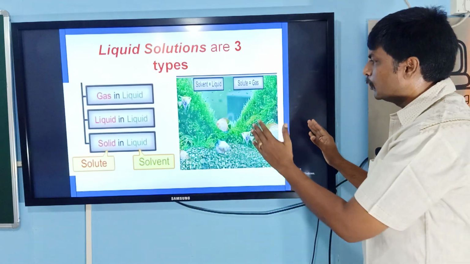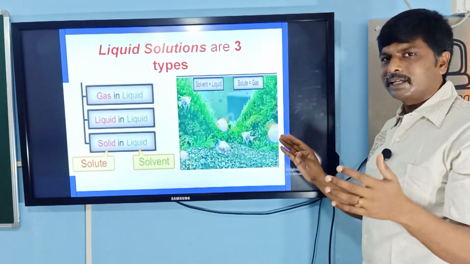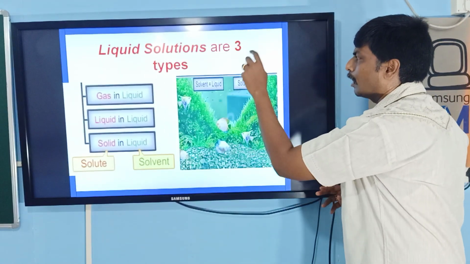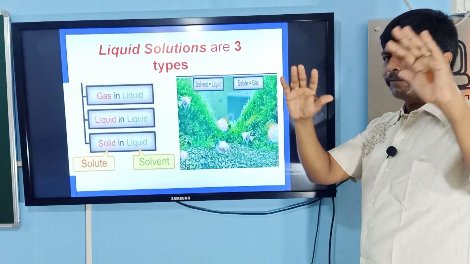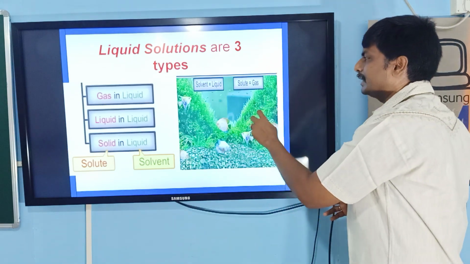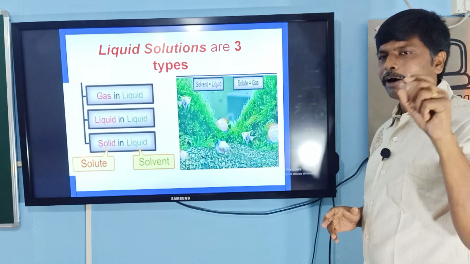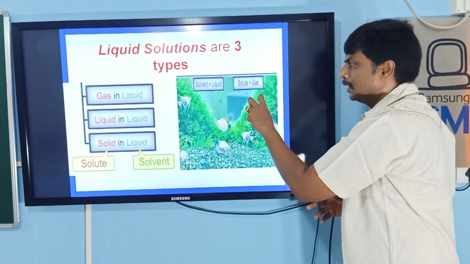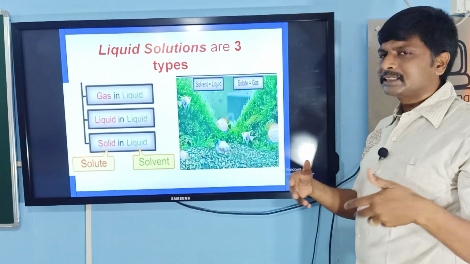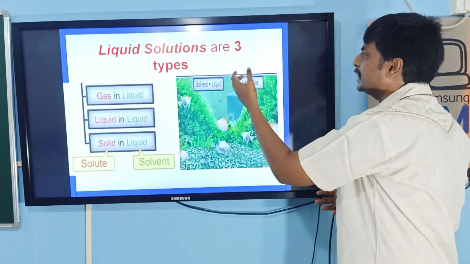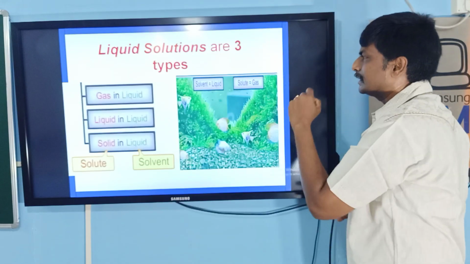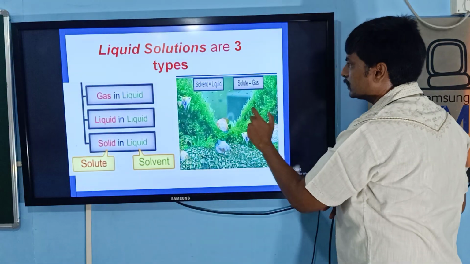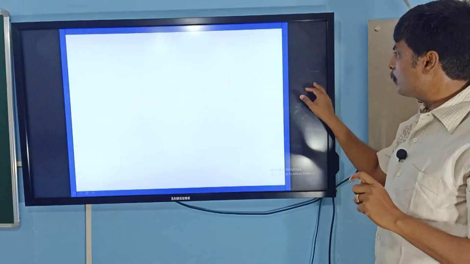First one is gas in liquid. You take water in sea water or aquarium, wherever you take, this water is a liquid. Solvent composition is more, solvent percentage is more. But this water contains some gas, dissolved oxygen. Oxygen is dissolved in water. That's why aquatic life survival takes place. So gas is dissolved in liquid. Gas in liquid. This is an example for the first type.